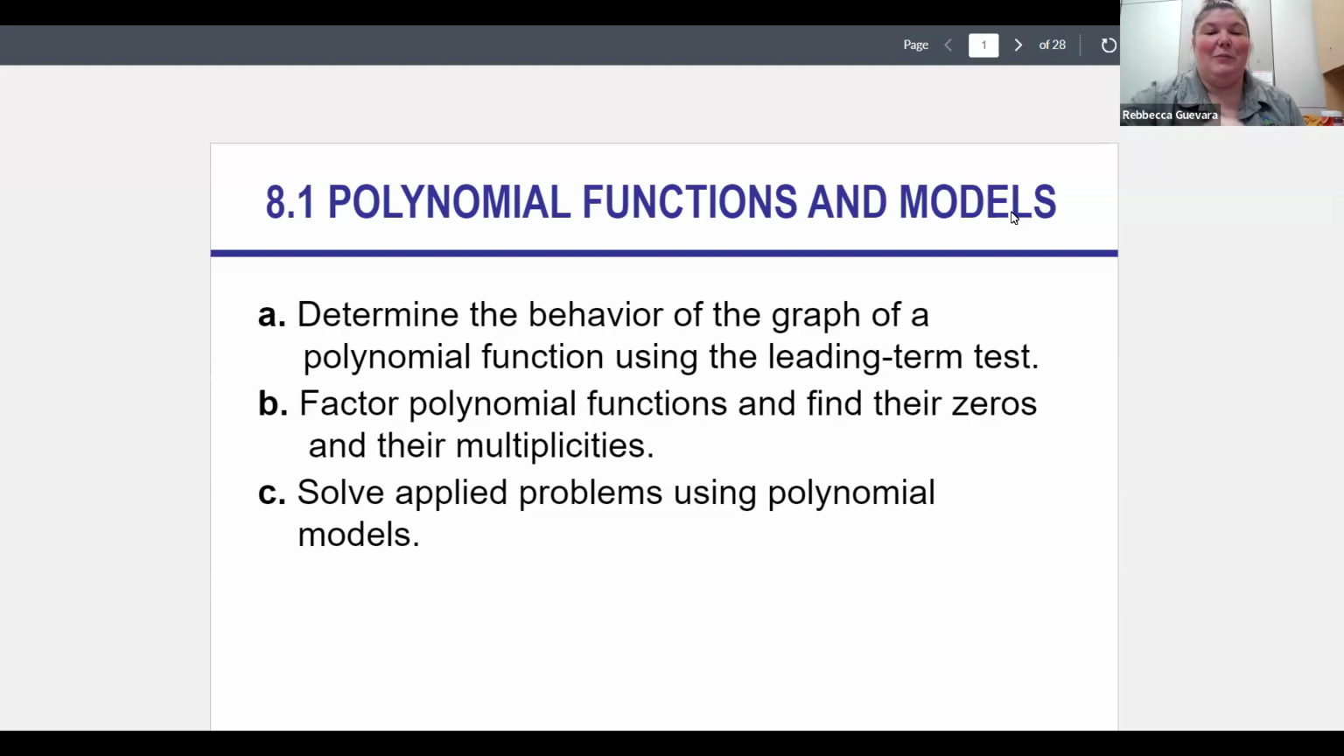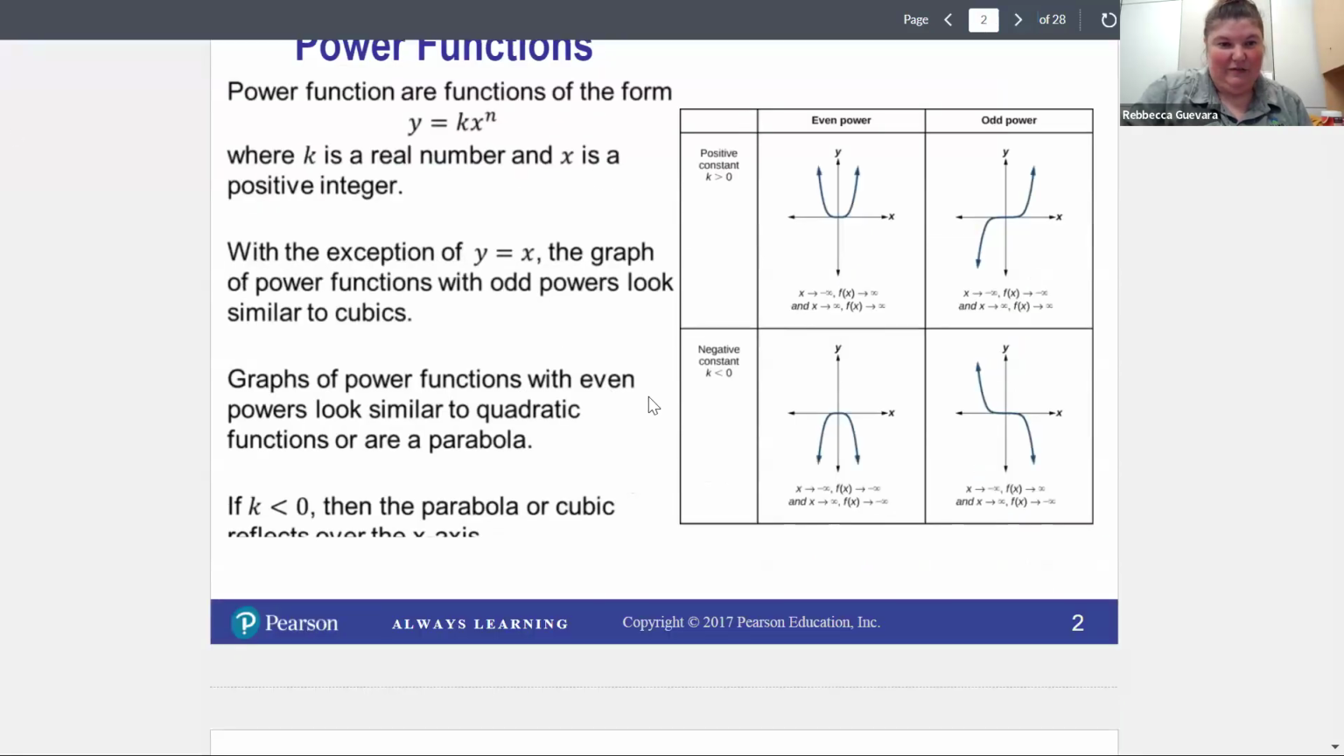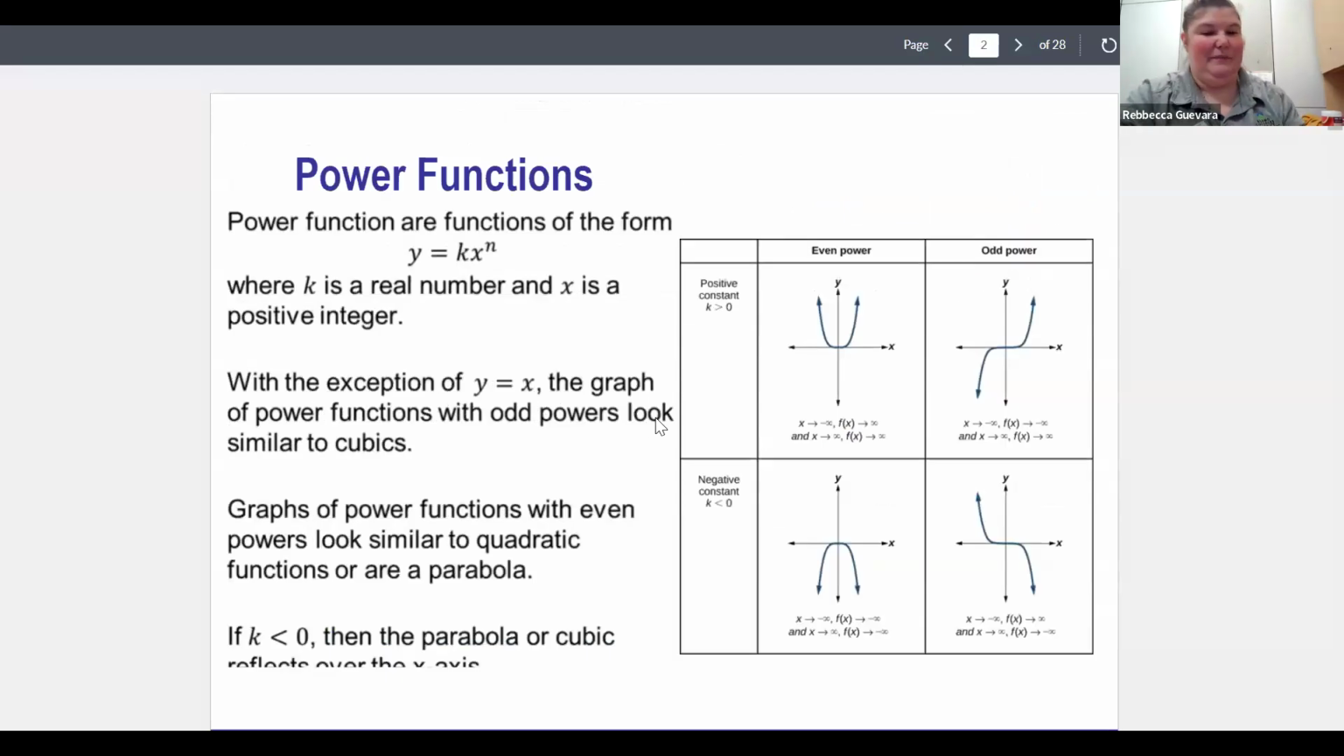And then we're going to solve applied problems using polynomial models. Sorry about that. Oops, looks like part of my slide cut off here. All right, not sure what happened on the bottom there.